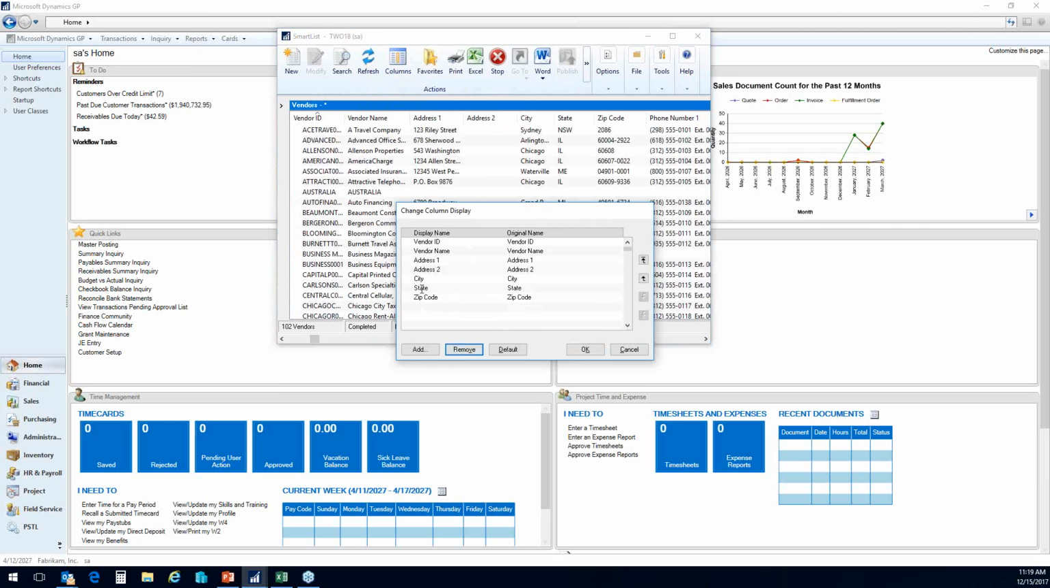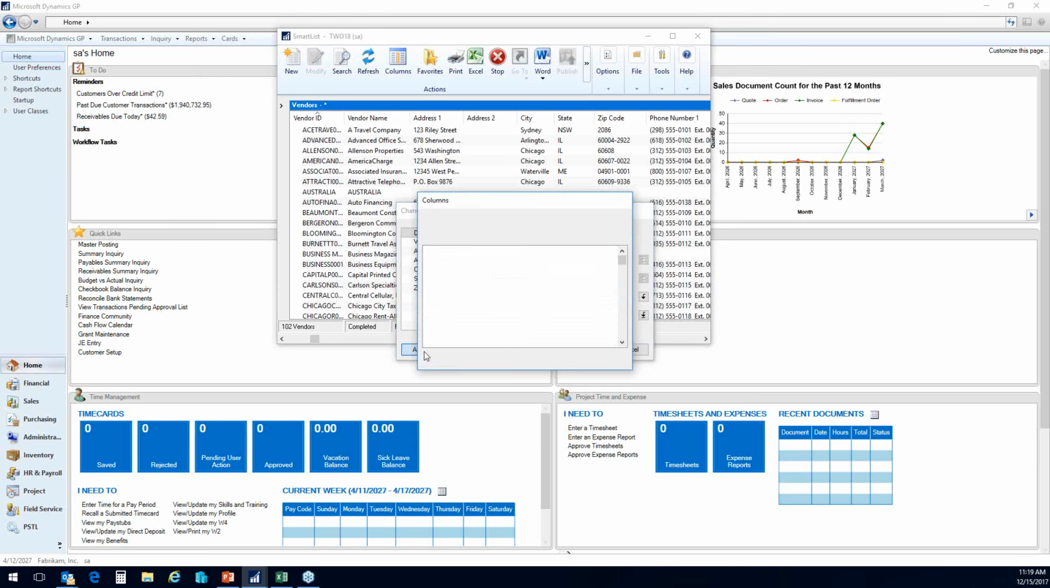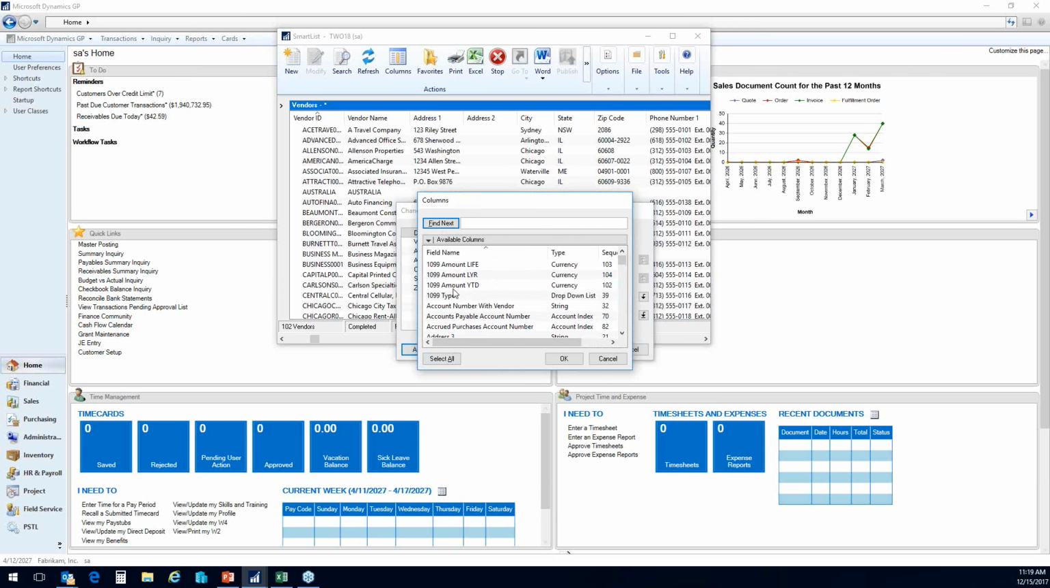And so I'm going to take some things off of here. Maybe I don't care about vendor ID. I kind of know them by name, and I've got their address there, and then maybe add some fields. So maybe I want to look, we're getting down towards the end of the year here. I want to see if these vendors have 1099 requirements. So if we paid them more than the $600 limit, well, that's fine.